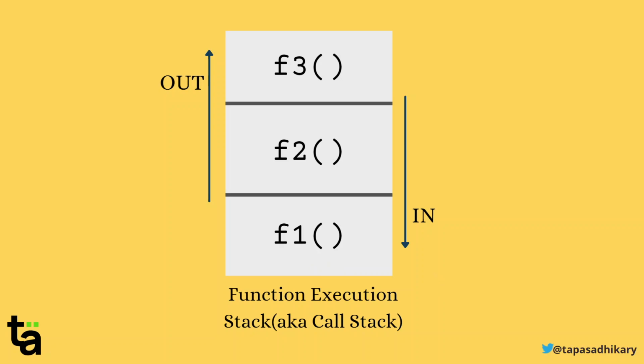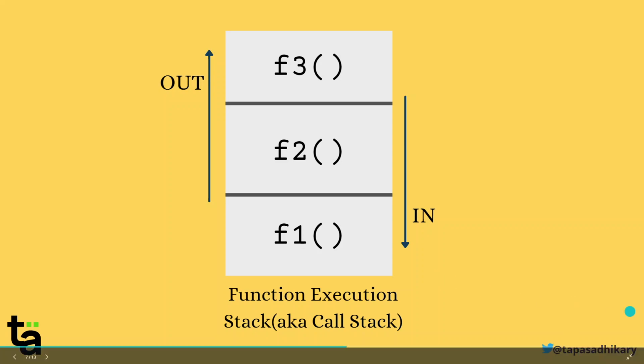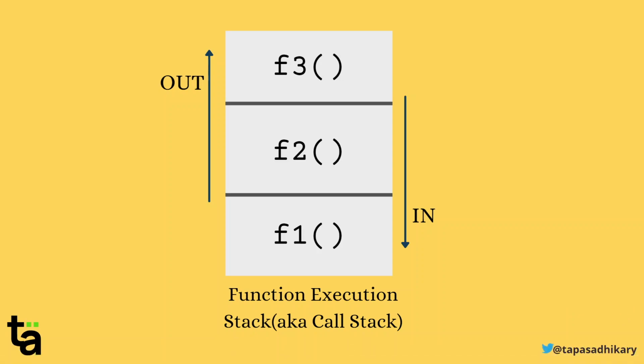And if the currently executing function calls another function, the engine adds the second function to the stack and again starts the execution. Once the execution of the second function is over, the engine takes it out from the stack and the control goes back to the first function. Once the first function's execution is over, it also goes out of the stack, right? And it keeps continuing the same way until the stack is empty. This function execution stack is also known as the call stack.